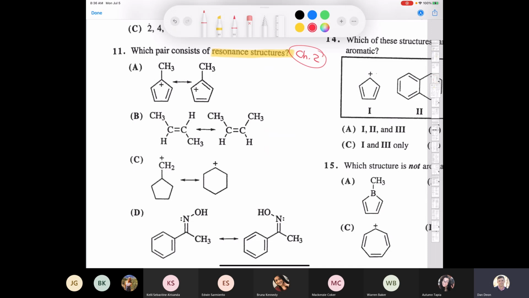Let's skip A. Let's go right to B. I just want to throw this out there to my students. Would these two be considered resonance structures? I have trans-2-butene and cis-2-butene. Are these resonance structures? Yes or no? In B.